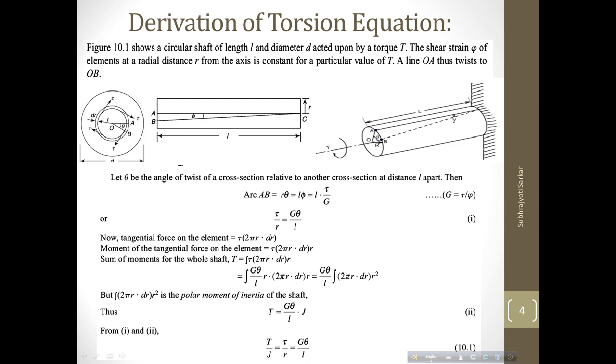Now what is phi? Phi is the shear strain. The modulus of rigidity, or shear modulus, is the ratio of the shear stress to the shear strain. So obviously the ratio of the shear stress to the shear modulus is your shear strain. So L phi can be written as L into tau by G. Rearranging this equation, we get tau by R equals G theta by L. I think it's clear to everybody up to point 1.